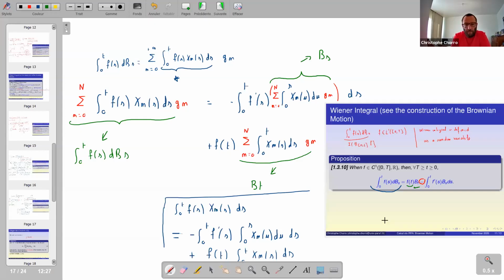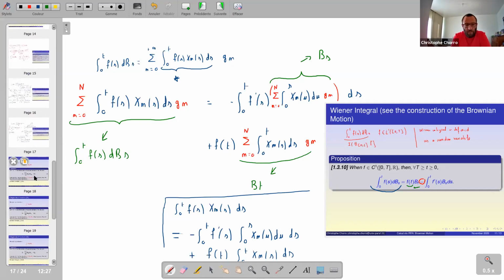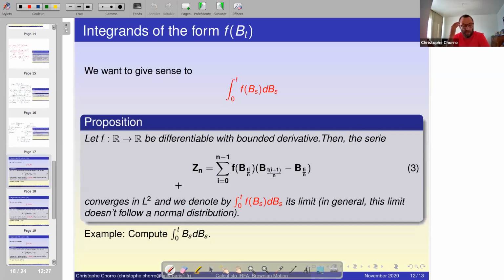Okay, so let's continue with the course. Let's come back to the virtual board. We have finished with the Wiener integral, and now the objective will be to handle the second case. You will see that in chapter 2 I will do the general case that will extend both the Wiener integral and this one. I want to give sense to this kind of integral.